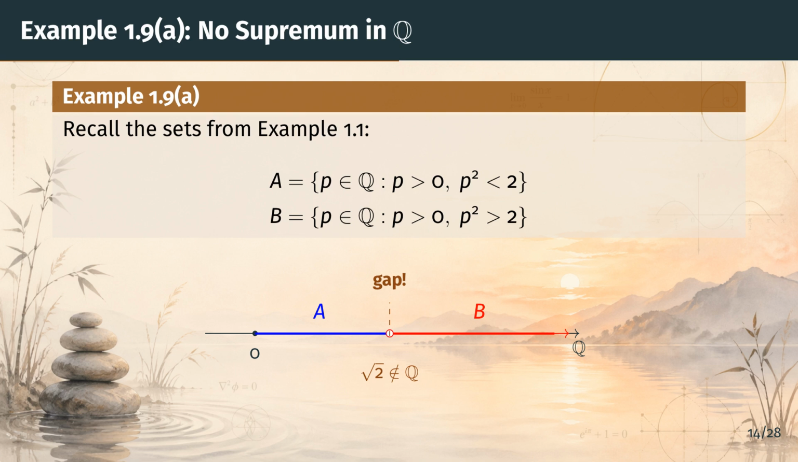Let's revisit the sets from example 1.1. The set A consists of all positive rationals whose square is less than 2, and B consists of all positive rationals whose square is greater than 2. On the number line, A lies to the left of the square root of 2, and B lies to the right. But the square root of 2 is not rational, so there is a gap between A and B. No rational number sits at the boundary.